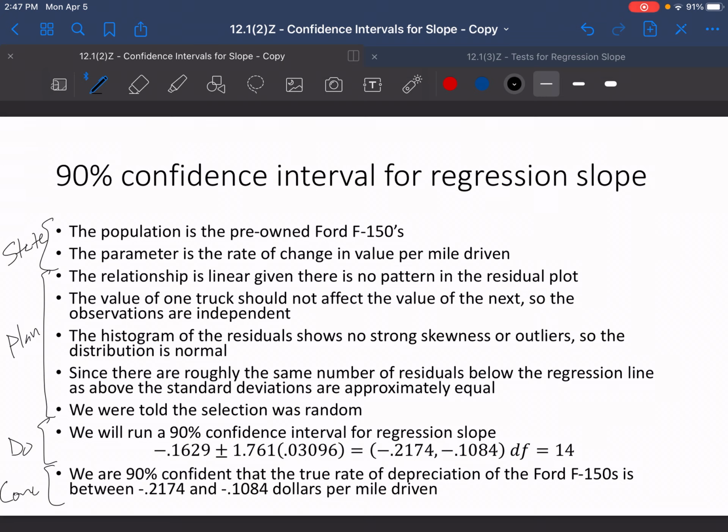We are 90% confident that the true rate of depreciation of the Ford F-150s is between negative $0.2174 and negative $0.1084 per mile driven. And that's essentially how you would solve a confidence interval for regression slope.